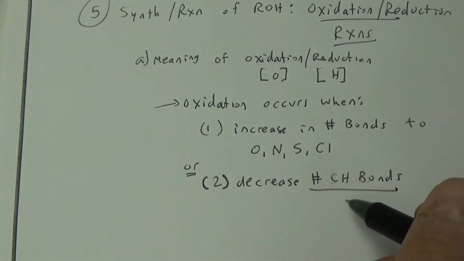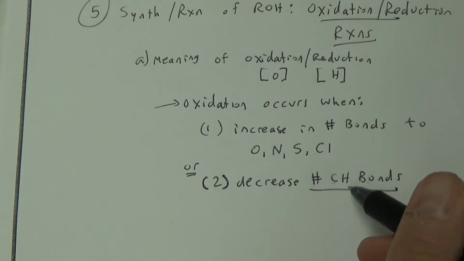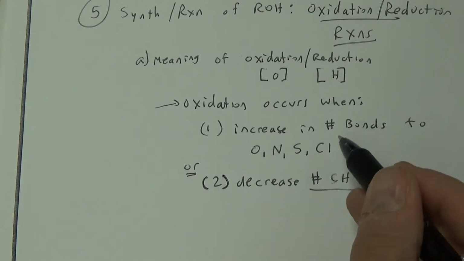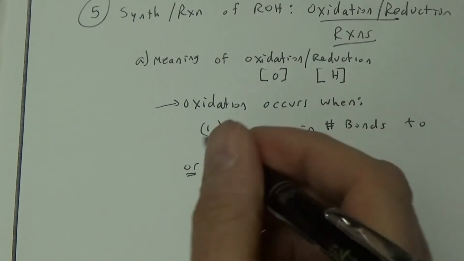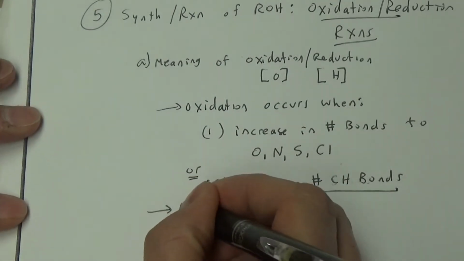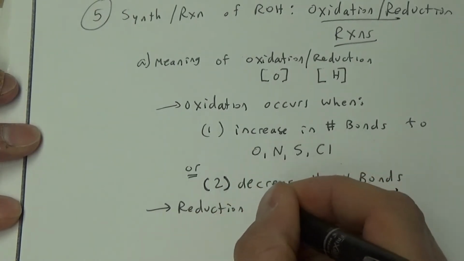So if we have 3 bonds to CH and you get 2 bonds to CH, that's also considered oxidation. So often we see both of these things simultaneously. Okay, and the definition of reduction is the opposite.